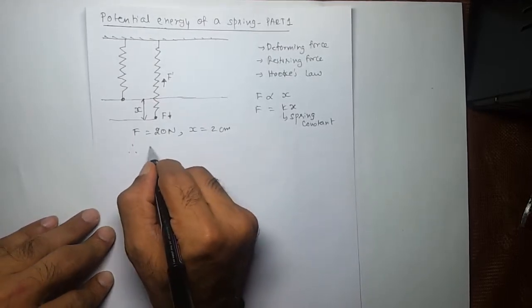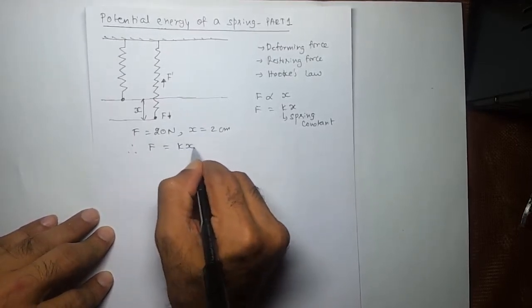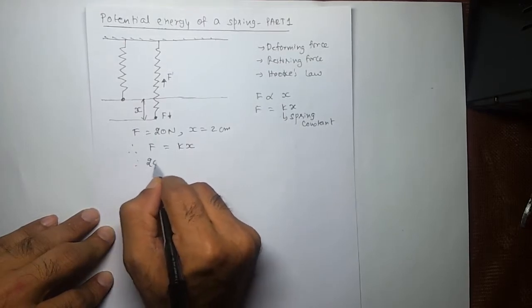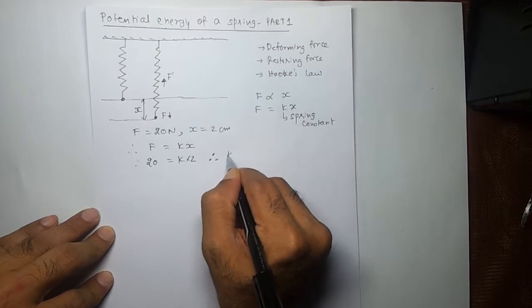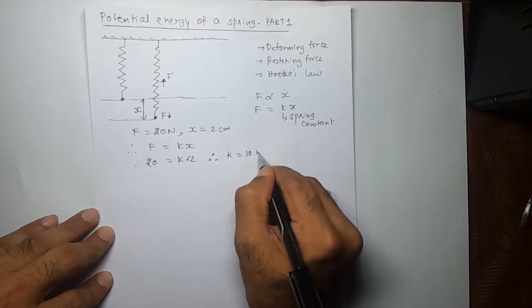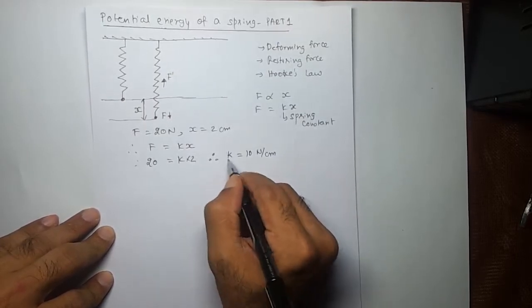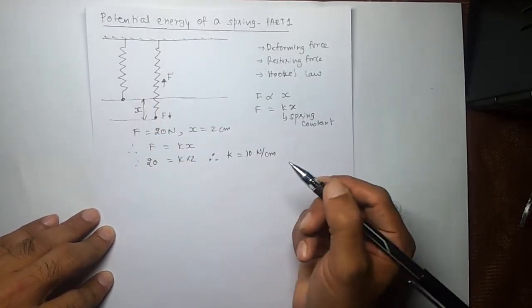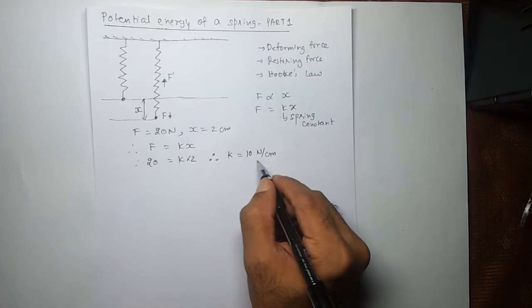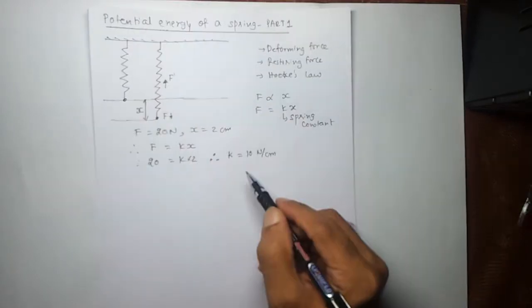That will give me, using the formula F = Kx, therefore 20 = K × 2, and therefore I'll get the value of K as 10 Newton per centimeter, right? So the value of spring constant for this particular spring is 10 Newton per centimeter. And it is good to know the value of spring constant because it is a characteristic property of this spring.